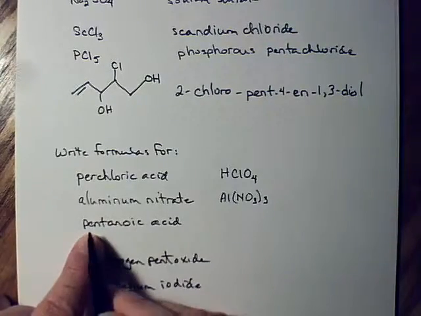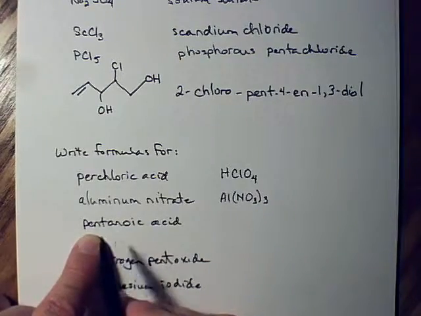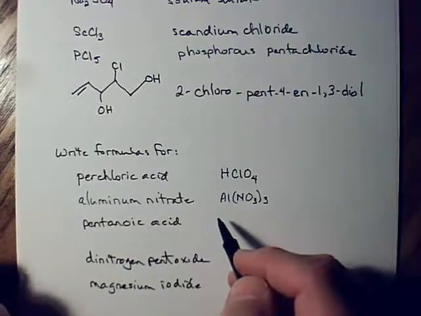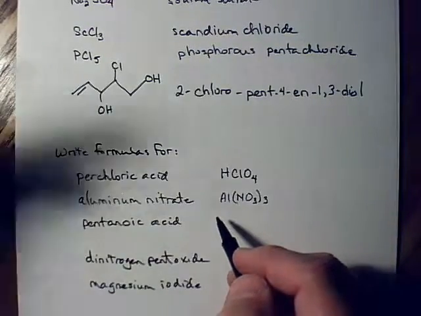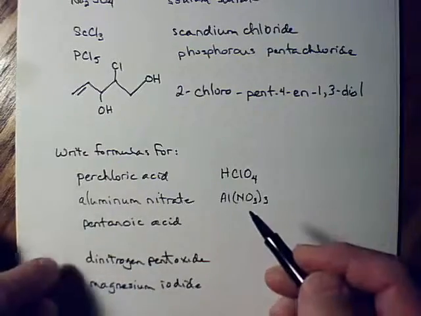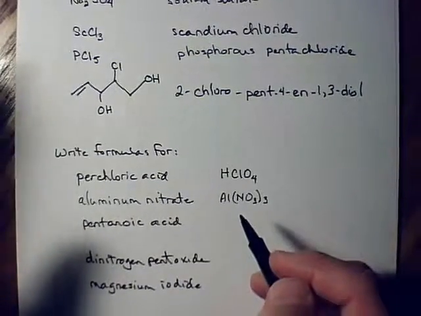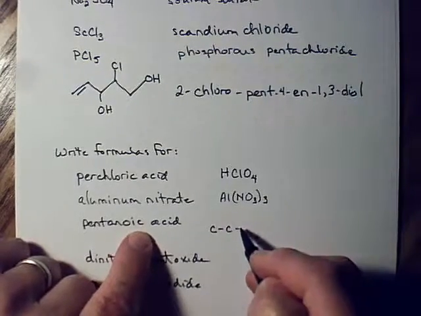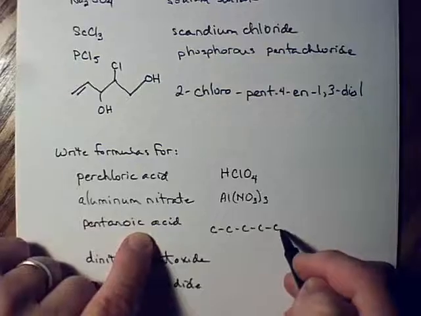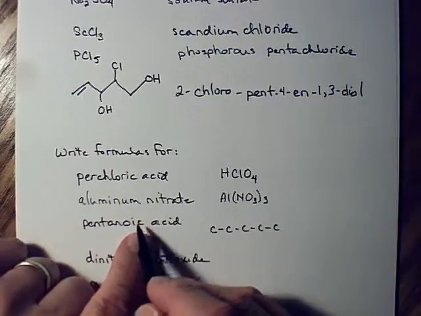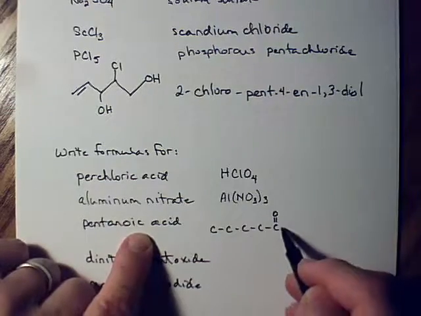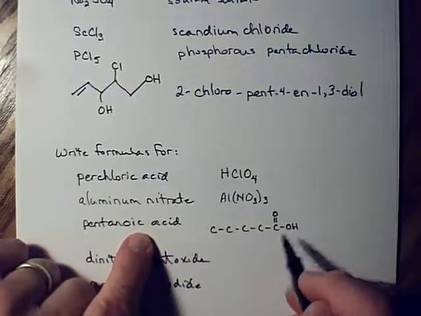Pentane oic acid. Pentane means there's 5 carbons in the chain and only single bonds between the carbons. We can do that a lot of different ways. You could have written a skeletal structural formula, condensed structural formula, or a complete structural formula. Let's start with a complete structural formula. Pent means I have 5 carbons. 1, 2, 3, 4, 5. The oic acid means that this carbon has to have a double bond to an oxygen and an alcohol group.